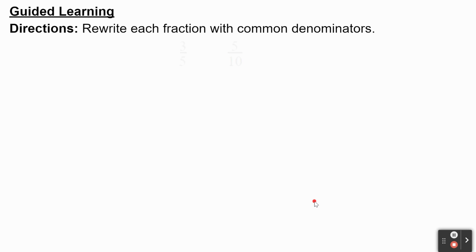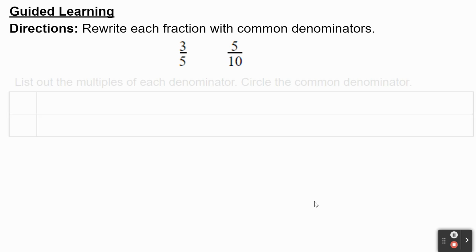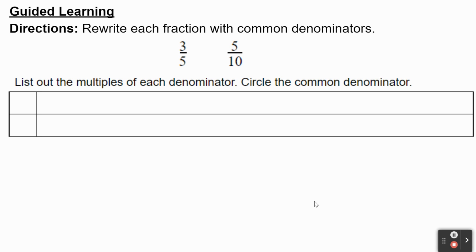Let's try another problem. Here we have 3/5 and 5/10. Again, we're going to start with a table, and we're going to list out the multiples of each denominator so we can find the common denominator. So over here on the left, we're going to put a 5 here in the first row because the first denominator is 5, and a 10 in the second row because our second denominator is 10. Let's list out the first 5 multiples of each of these denominators. We have 5, 10, 15, 20, and 25.